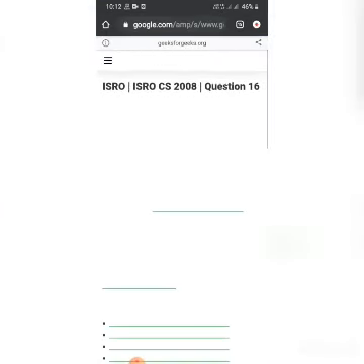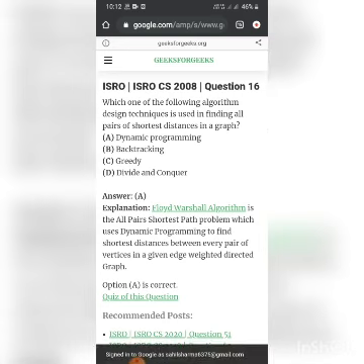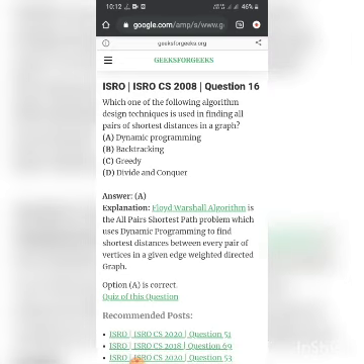Now the next question is, which one of the following algorithm design techniques is used in finding all pairs of shortest distances in a graph? And the answer they gave is dynamic programming.